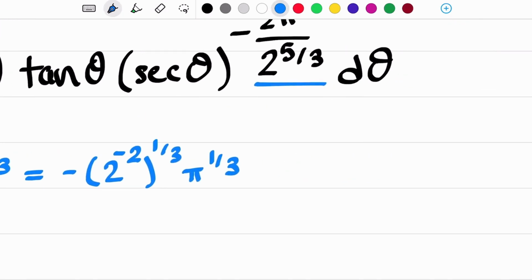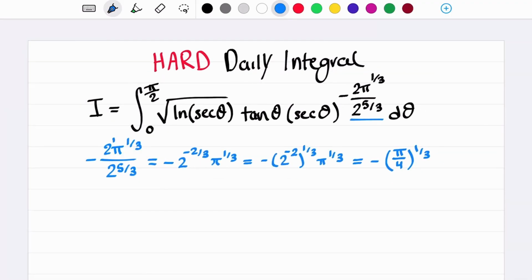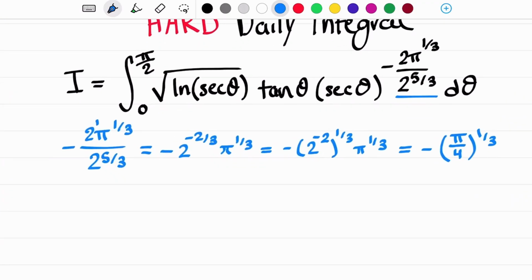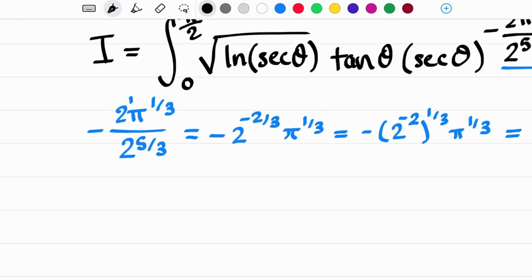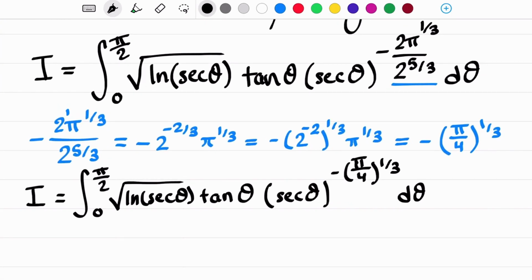And now 2 to the negative 2 is 1 over 2 squared, which is 1 over 4. Of course, these exponents are the same here, so I can multiply the pi and the 1/4, and I simply get negative pi over 4 to the 1/3. That is it. That is that exponent right there, and I can plug that back into our integral, and we're already looking just a little bit better than we were before. There you go. That is our new integral, rewritten with this new exponent here.